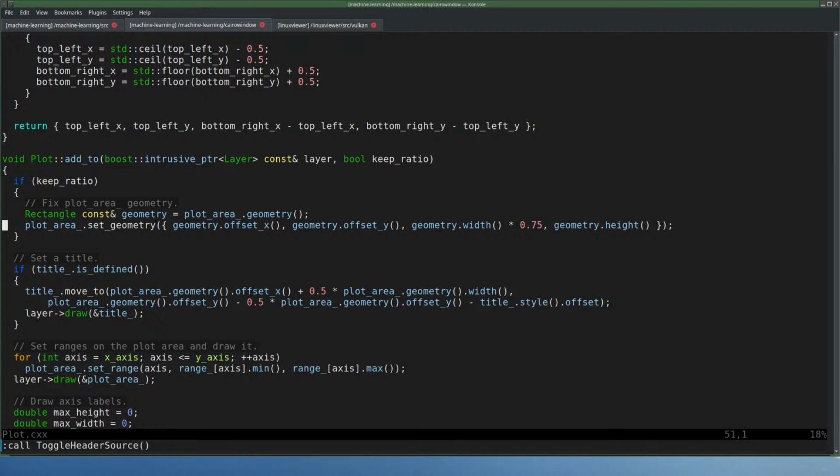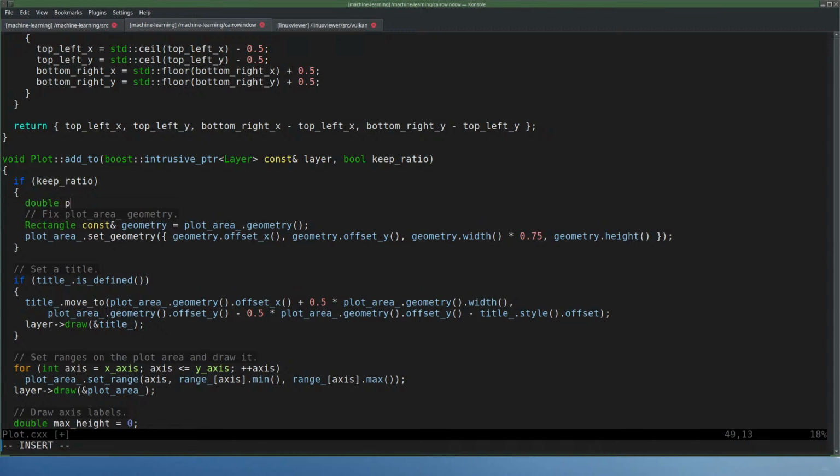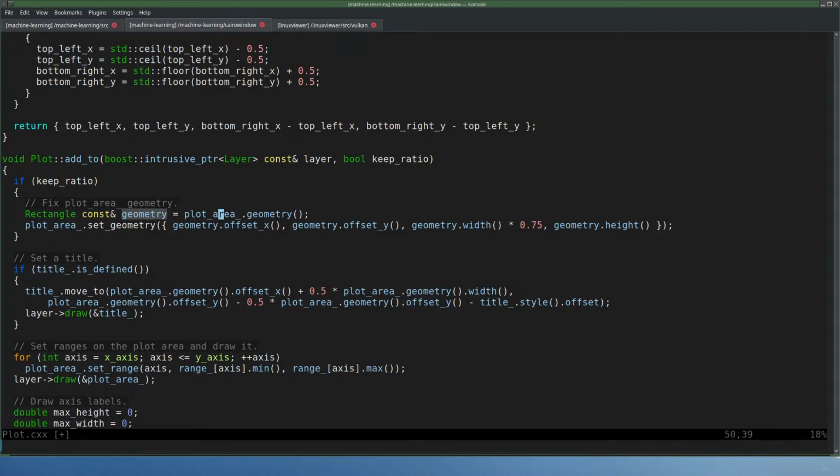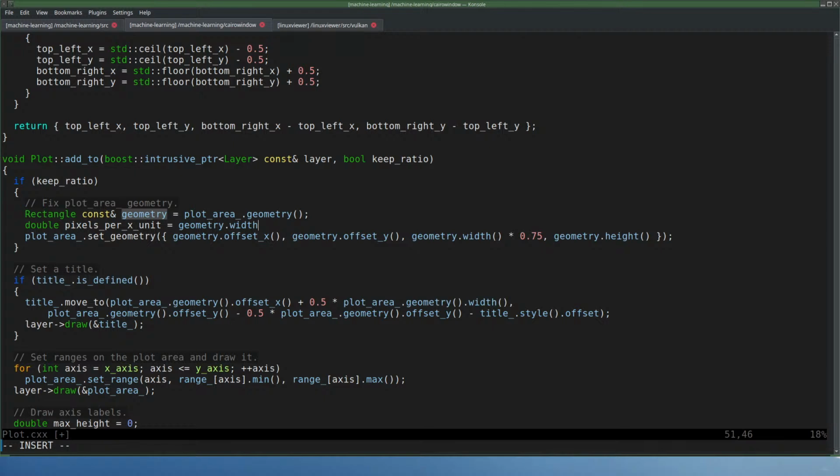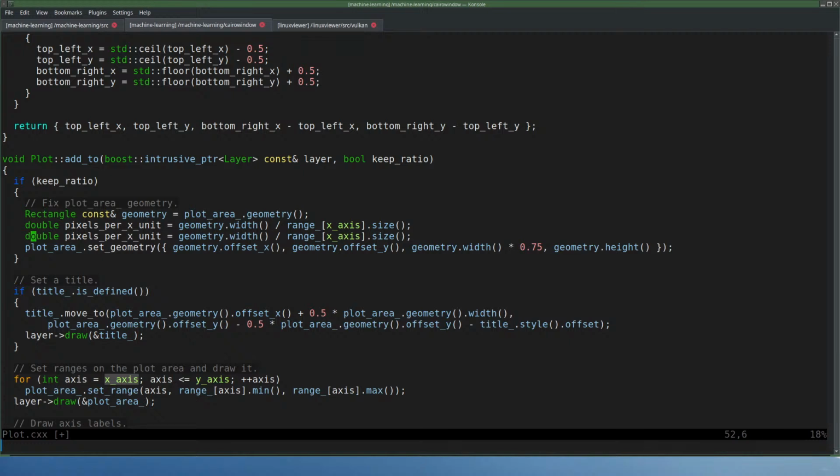Yeah, it's fortunately not as difficult as I thought. We do just pixels per x unit, well, that would be geometry dot width divided by the x range, because the x range fits exactly on the width of the plot area. Range of the x-axis dot size. Oops. And then we do that for the y value. Yeah, it's the same thing except height.